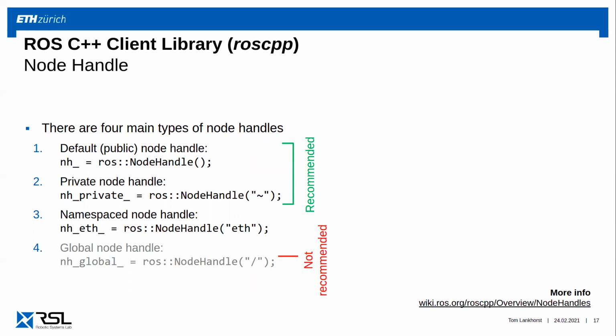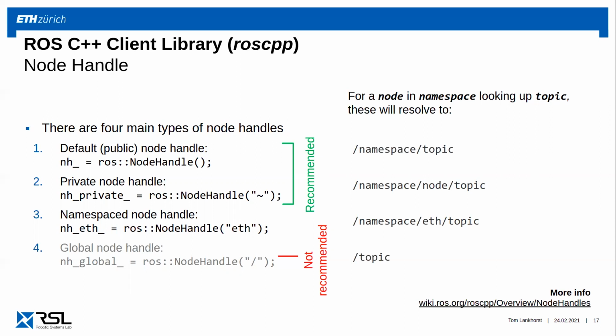Now, it's not recommended to use the global node handle in your ROS node, because it's easy to get in conflict with other parts of the ROS network. The node namespace will define how topics and services are resolved in the network. When you use the default node handle and you are looking for a topic called topic, then that effectively means that you will search for that topic in the namespace defined by, for example, the ROS launch file.